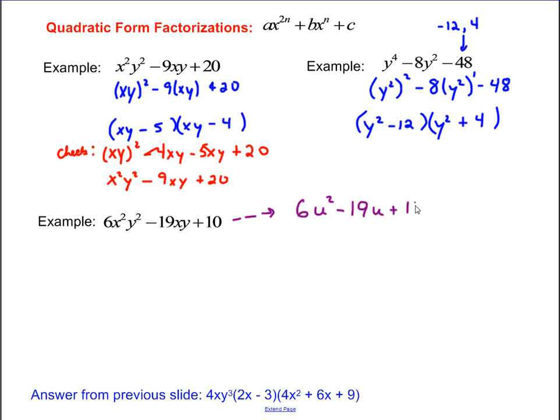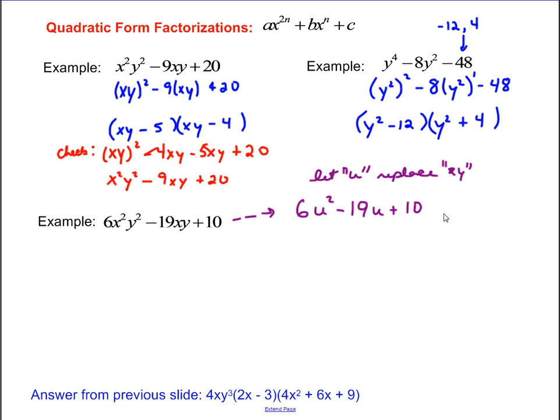Where did the u come from? Well, all I'm doing is I'm letting u, the variable, replace x and y in the expression. And if you think about it, it kind of makes sense. All we're doing is just a one-for-one replacement so that we can see it a little bit easier. If I know how 6u squared minus 19u plus 10 factors, then I can factor this.